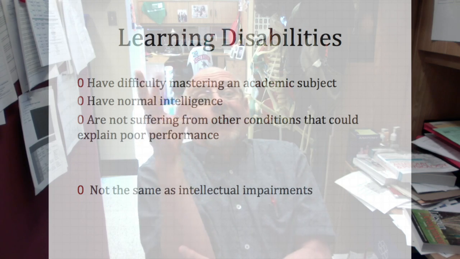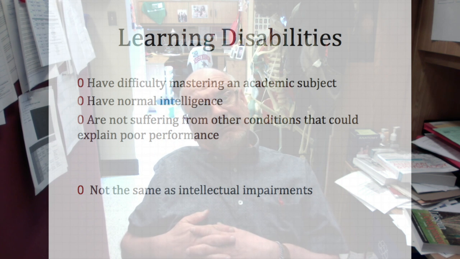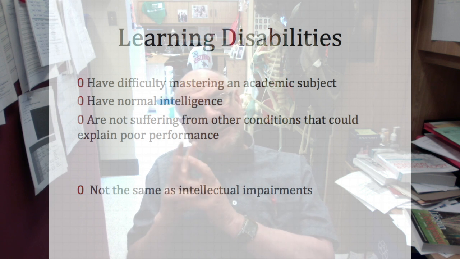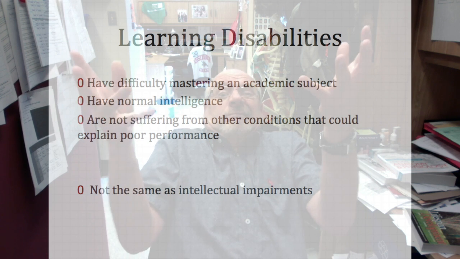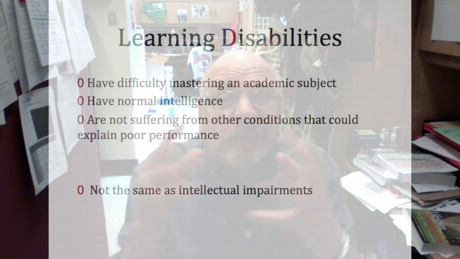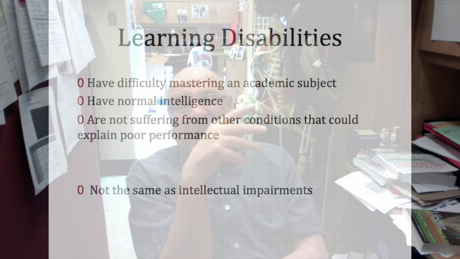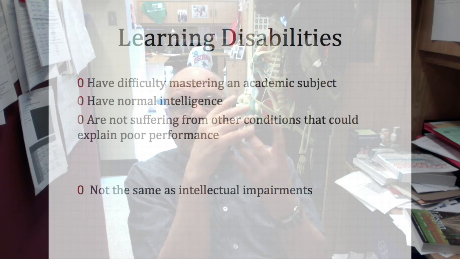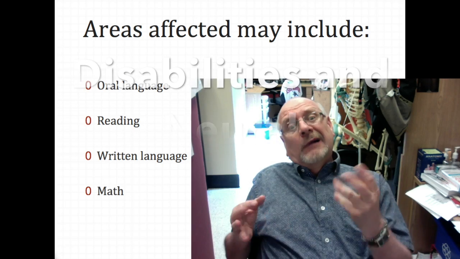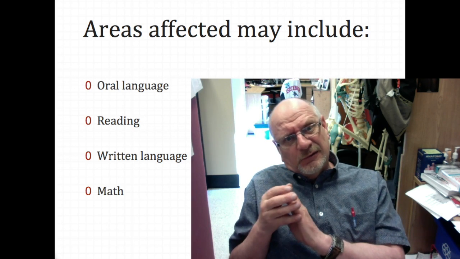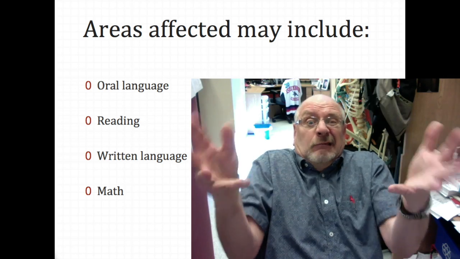We also studied learning disabilities. It's a problem mastering academic subjects, not your intelligence. It's not a reflection of your intelligence. There's other conditions that could explain poor performance. We don't have all the same intellectual impairments. Of course, there's a multitude of them. You should understand that from your text. Disabilities may be of a neural development. What areas of the brain are involved with oral language, reading, written language, and math?